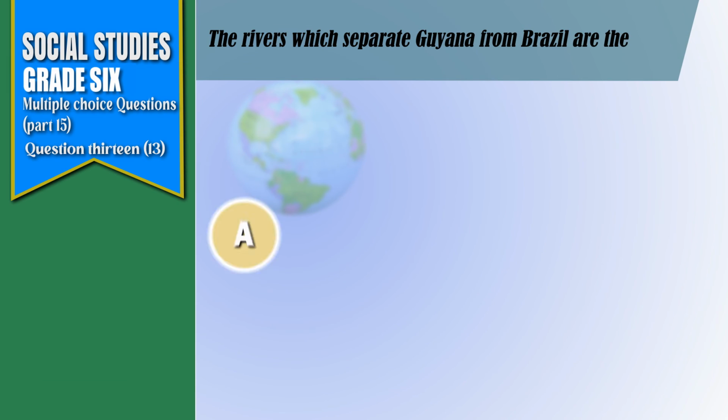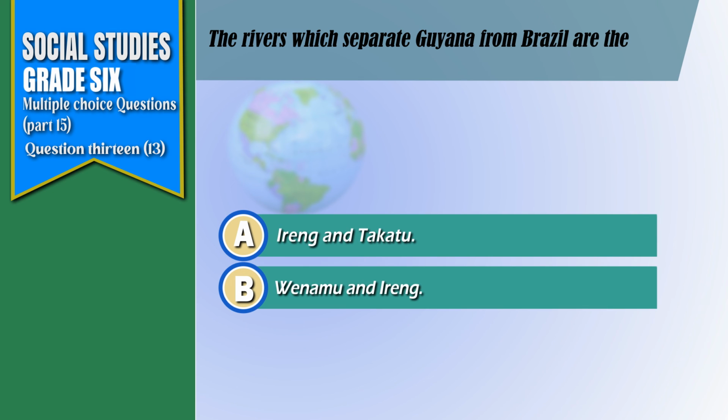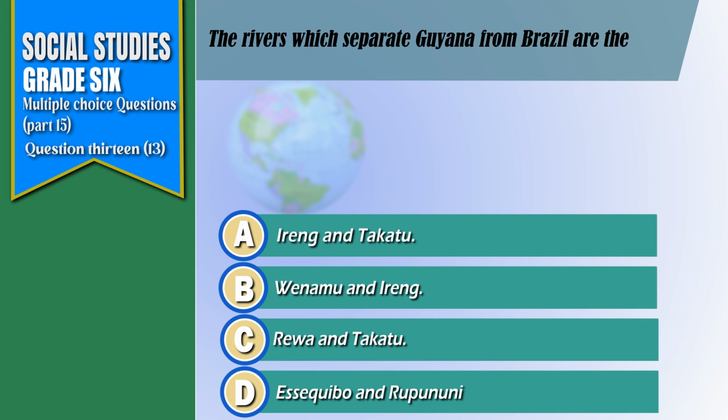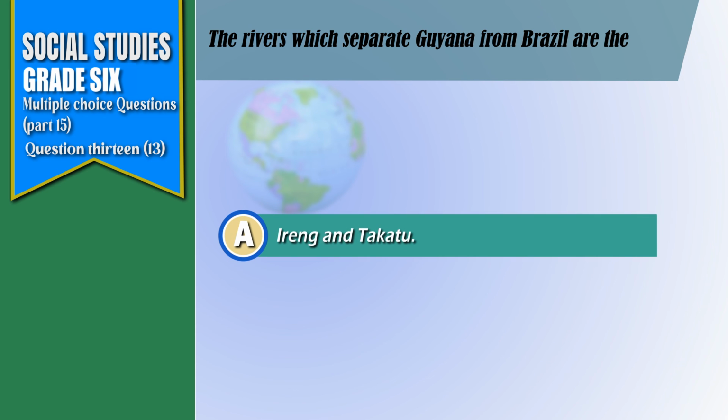Question 13. The rivers which separate Guyana from Brazil are the A. Iring and Takatu, B. Wenamu and Iring, C. Rewa and Takatu, or D. Essequibo and Rupununi. The answer to question 13 is A. Iring and Takatu. The Iring and Takatu rivers are the 2 rivers that separate Guyana from its continental neighbor, Brazil.